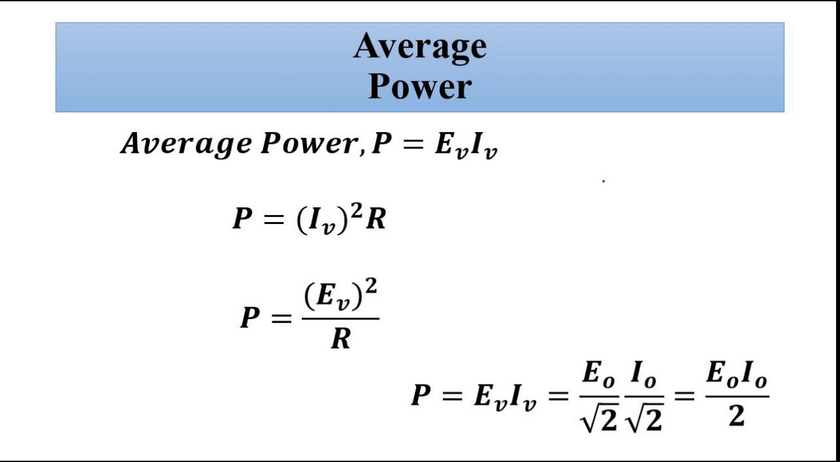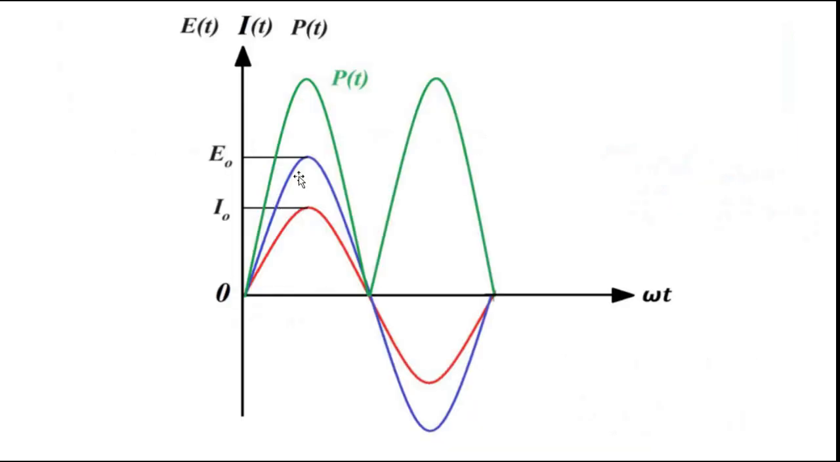And the instantaneous power at any particular time is P(t) equal to E(t) into I(t), that is E0 sine omega t into I0 sine omega t. That way you can use trigonometric identities to determine the value. So that is another thing. So this is the average power.